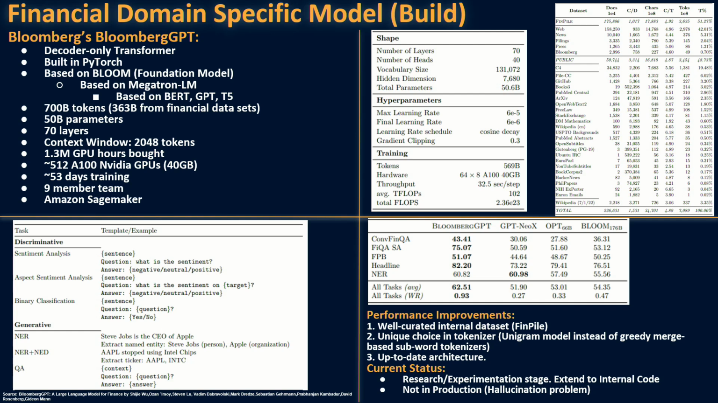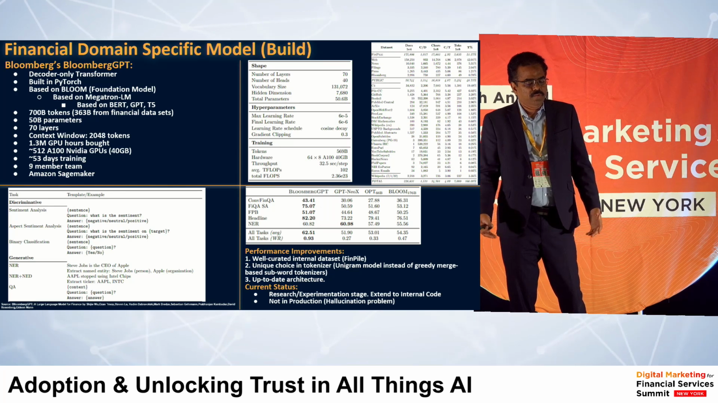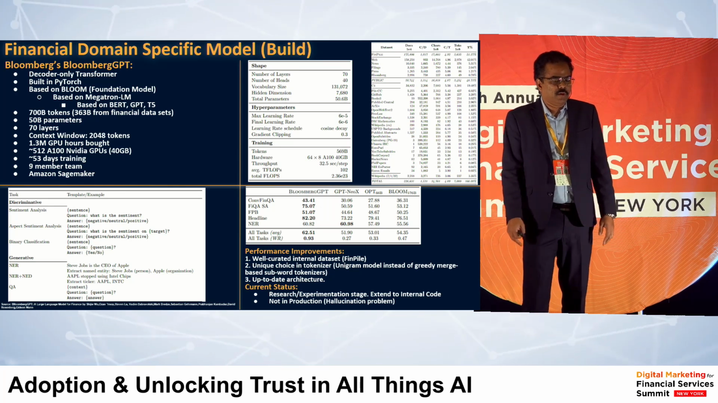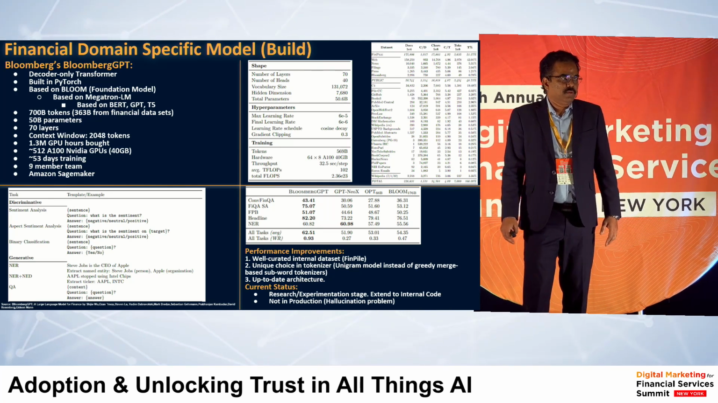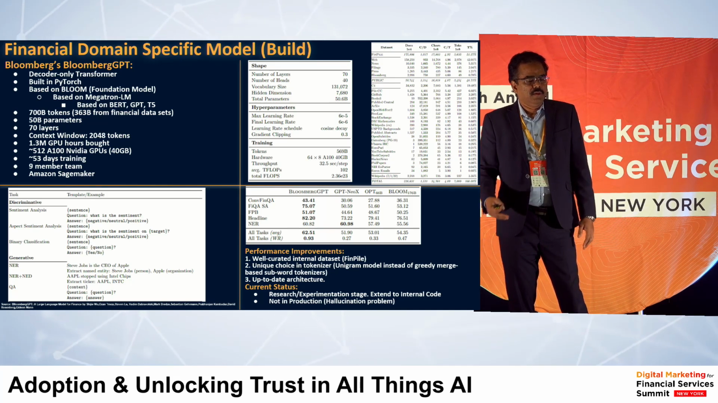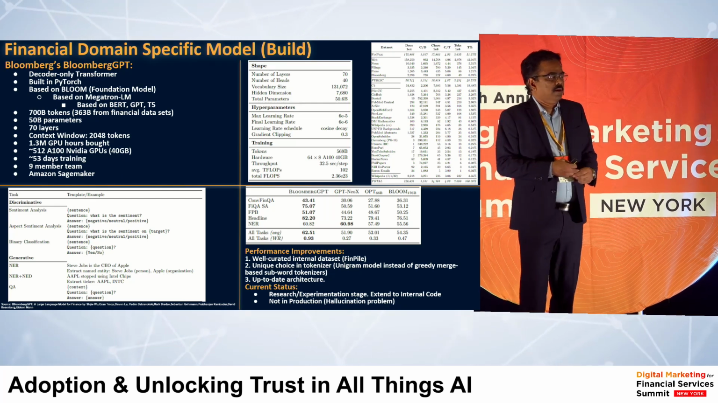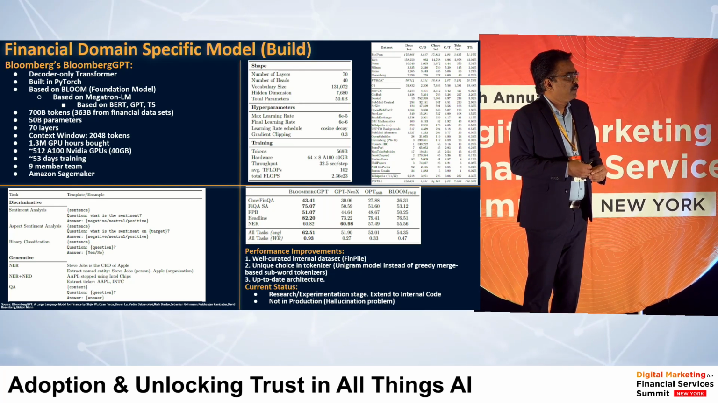So the use cases are nothing but summarization, named entity recognition, question answering, sentiment analysis. Those are the use cases. Now, is it accurate enough? What is the accuracy scoring? You can see that on the last quadrant. It's fairly okay when compared to other open source models. But the question is, is it in production? It's not yet in production. They're still extending it to the internal code base, still in experimentation phase.